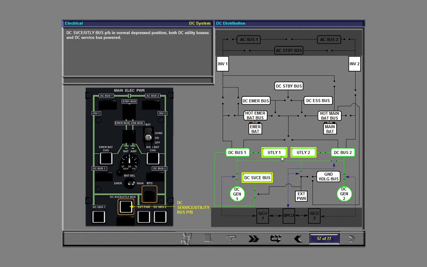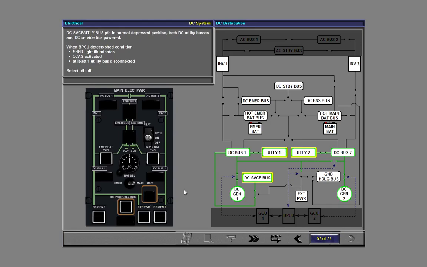Currently, the DC service utility bus push button is in the normal depressed position, and both DC utility buses and the DC service bus are powered, on condition that the BPCU has not provided a shed signal. When the BPCU detects a shed condition, the shed light illuminates amber and CCAS is activated. At least one utility bus is disconnected from the associated DC bus.